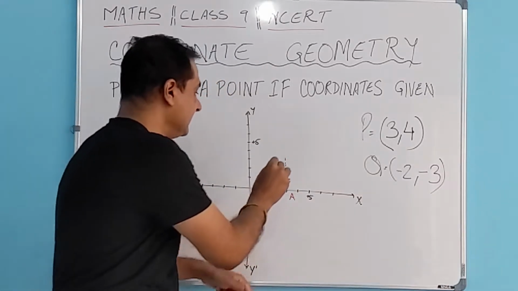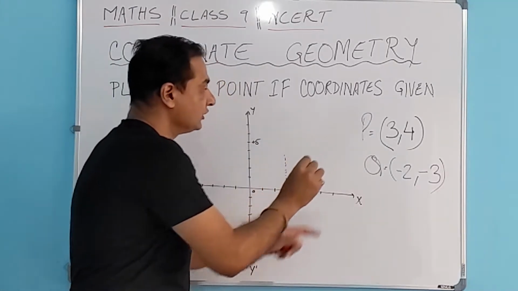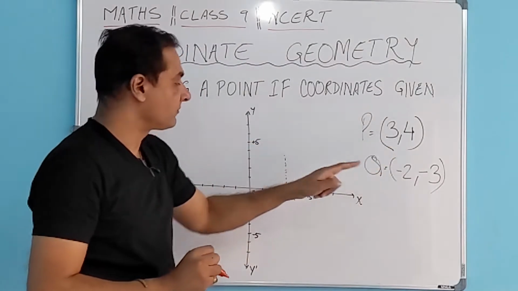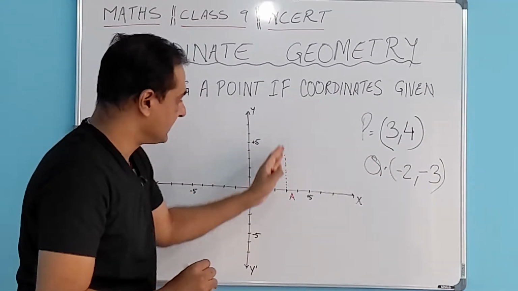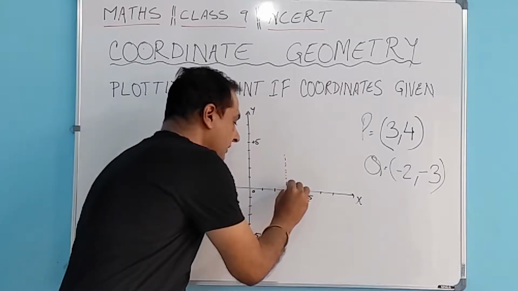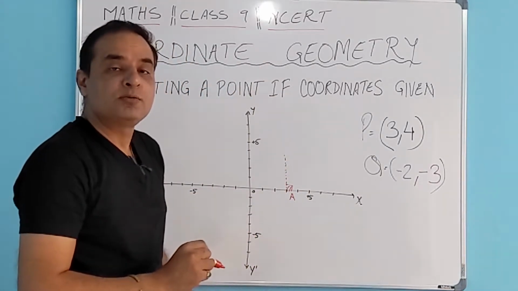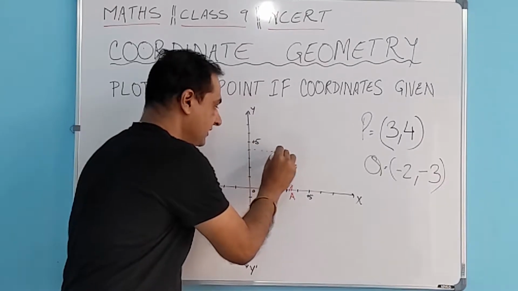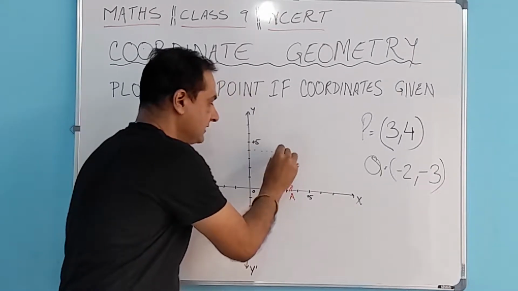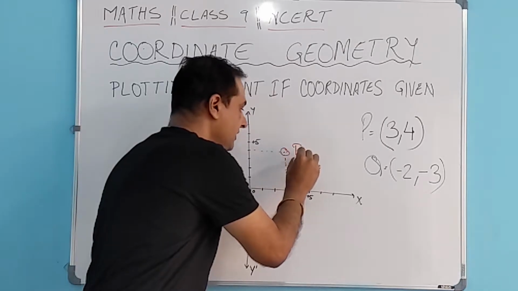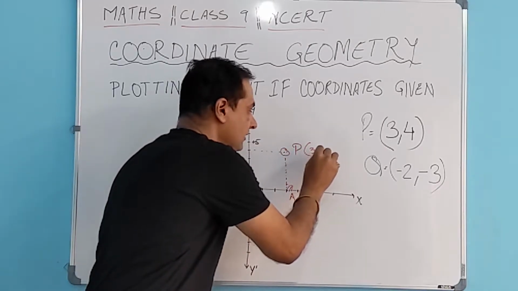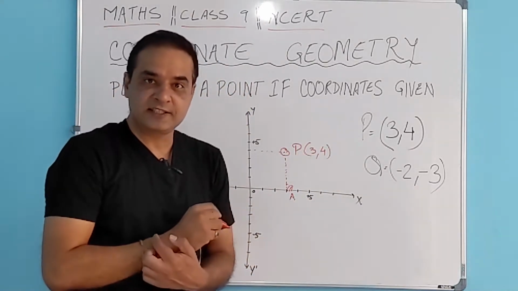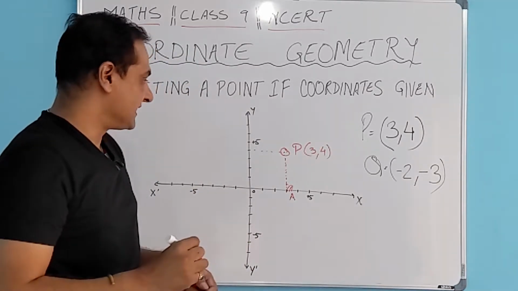And look at the length. So length is 4. Since this is the positive direction, that's why we have made this line in the positive direction of the y-axis. So we come to this place which is in front of 4. Here is the location of point P, which is (3, 4). Easy? Let's look at another example.